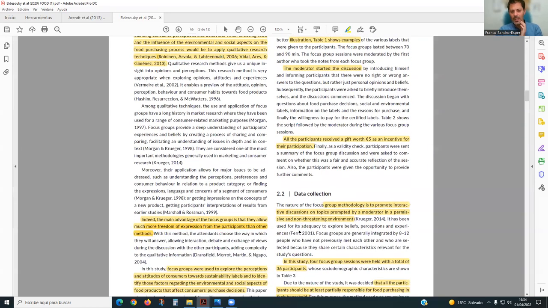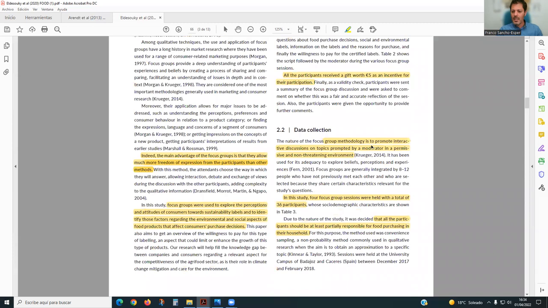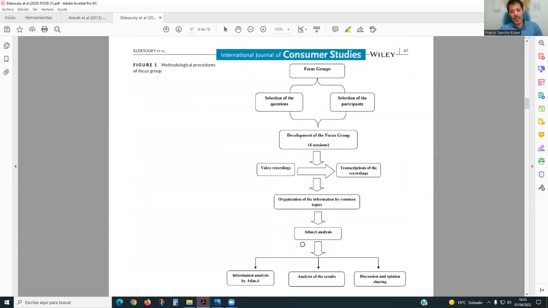And they explain the data collection. The focus group methodology is to promote interactive discussion on a topic prompted by a moderator. So this is why they use it. In this study, there were four focus groups with 36 participants. All the participants should be at least partially responsible for food purchasing in their household. So we don't want just any person. We need a person that is in charge of buying the food for the family or for the house.